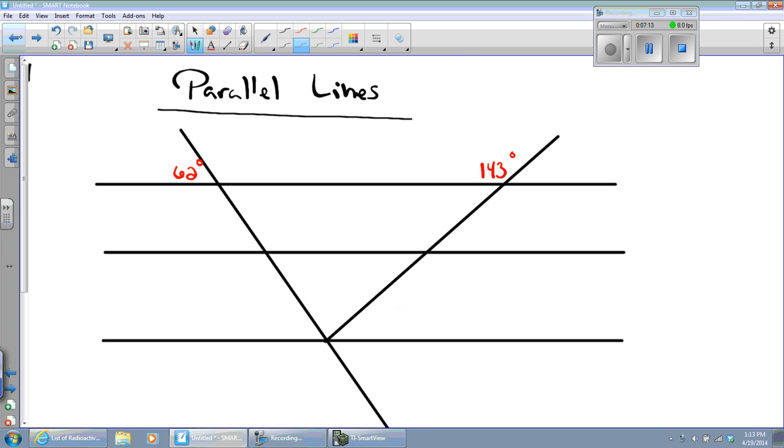I don't know about you, but I love this stuff. Okay, so I've got to fill in all these other angles here. Let me put little names on it. A, B, C, D, E, F, G, H, I, J, K, L, M, N, O, P, Q, R, and S. And there we go. All right.